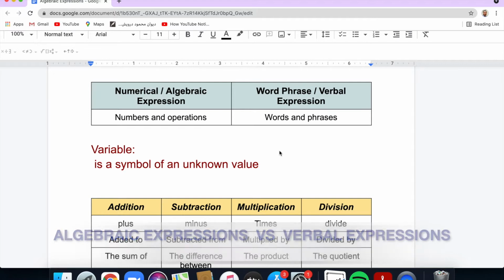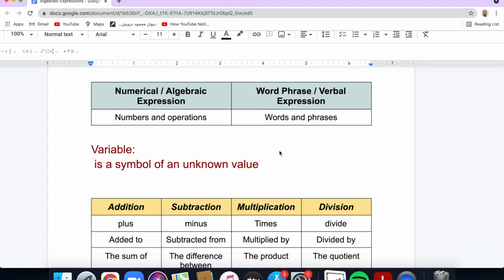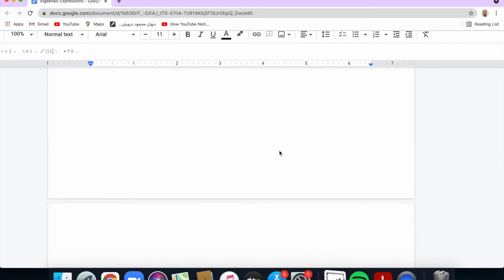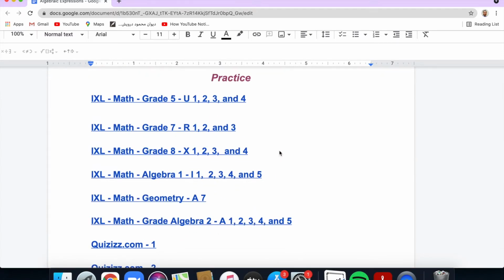So I'm following up with the last lesson, numerical algebraic expressions and verbal expressions. I'm going to solve some practices on IXL. Let's start with grade 5.